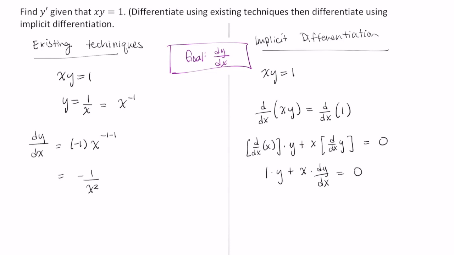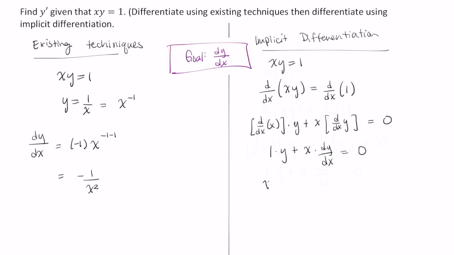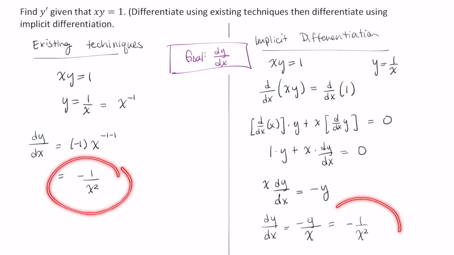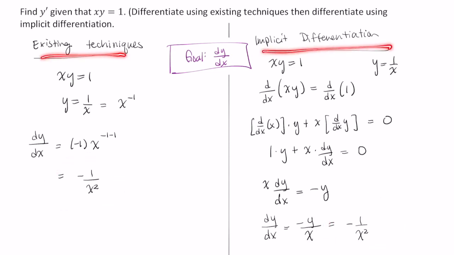So the goal in both cases is to find the first derivative of this function y with respect to x. So let's go ahead and try to isolate this. x times dy over dx is equal to negative y, and dy over dx is equal to negative y over x. But what was y? Well, recall y is just 1 over x, so I can replace this y here with 1 over x and end up with negative 1 over x squared. So as you can see, we end up with the same first derivative using existing techniques or implicit differentiation.